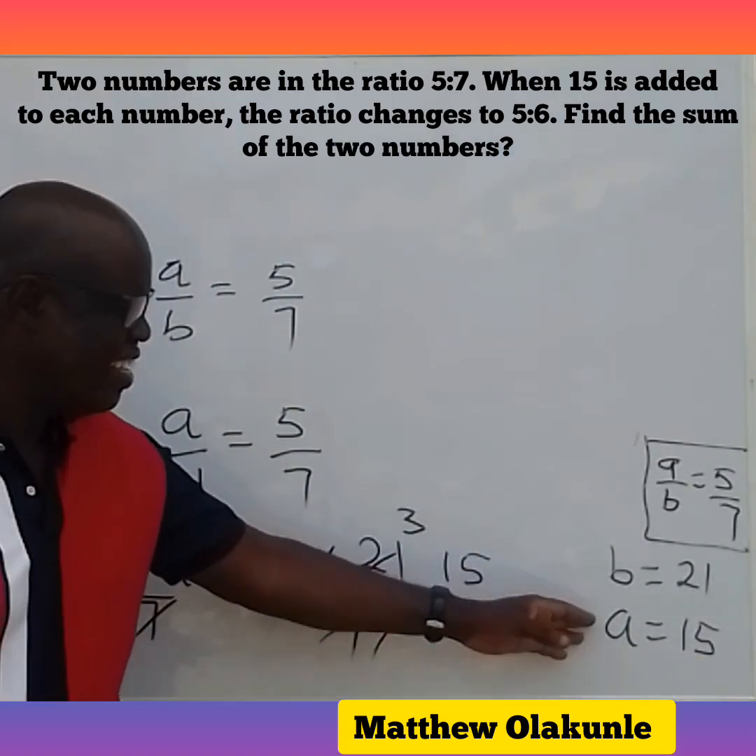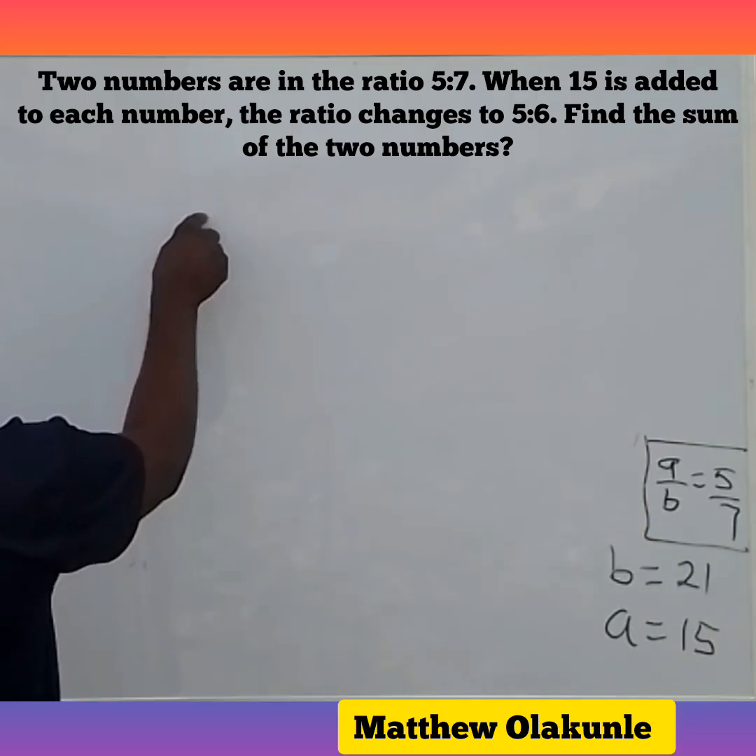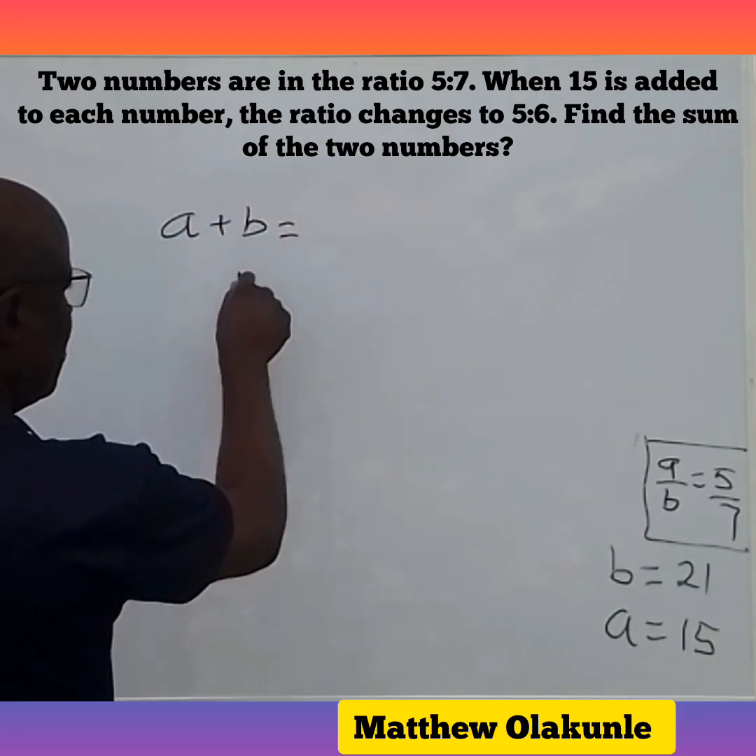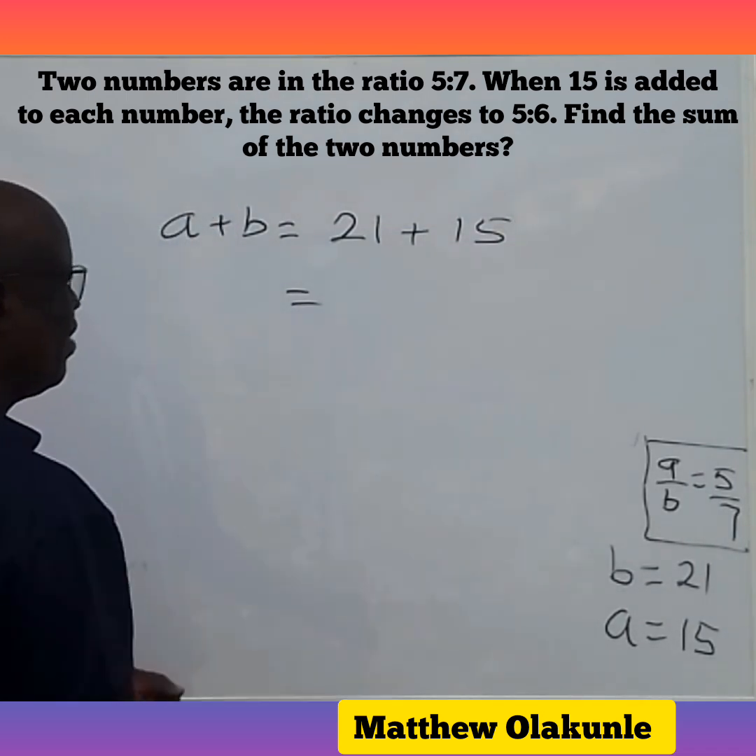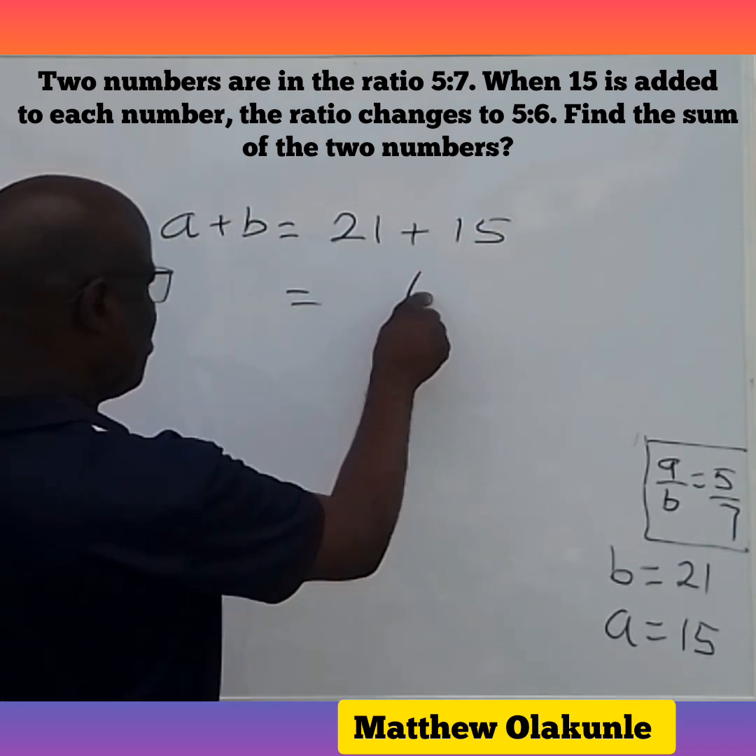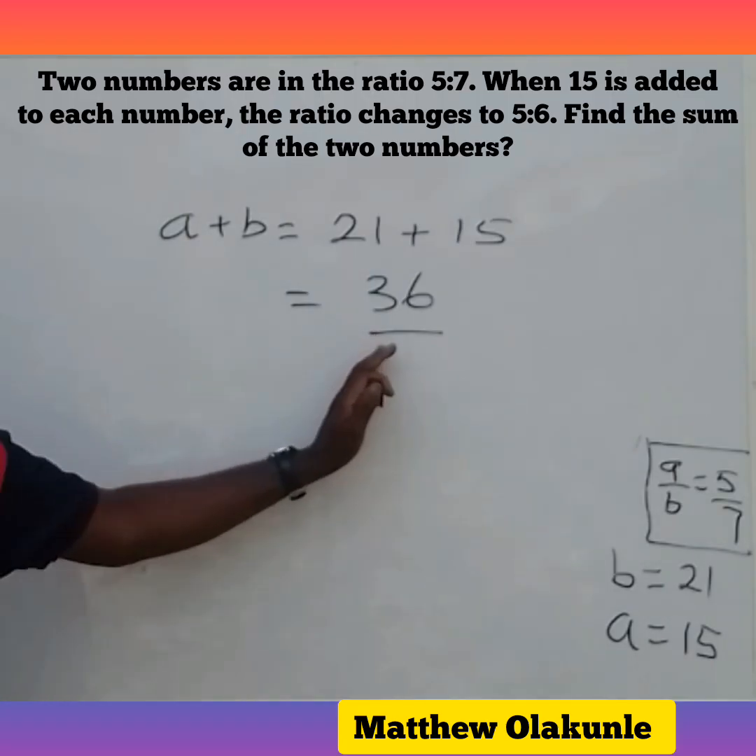We now add A and B, because the question says what is the sum of the two numbers. Five plus 1 is 6. 1 plus 2 is 3. So the sum of the two numbers is 36.